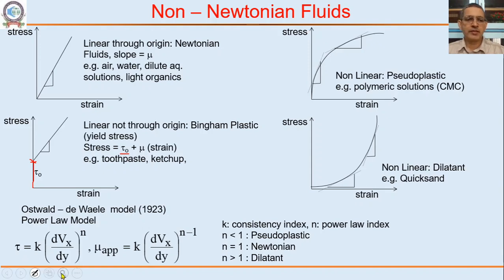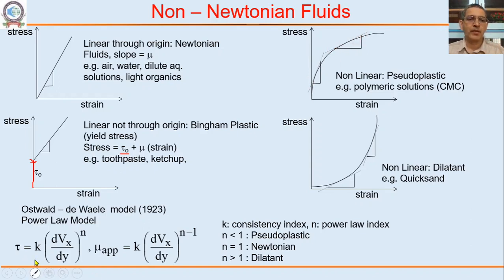Look at this third graph. Sometimes the stress versus strain behavior is non-linear. It passes through the origin, not like this Bingham plastic, but the slope changes. In this particular case, slope is reducing. That means at this point, the viscosity is given by this slope, and at this point, viscosity is given by this slope. That means viscosity is reducing with the strain.